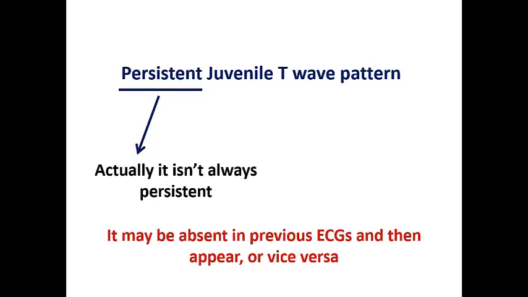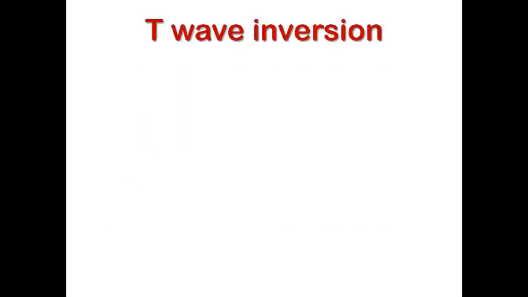So here is the problem: the patient has dynamic T wave inversion, but is completely asymptomatic through his history. So one of the possibilities, which is a diagnosis of exclusion, is persistent juvenile T wave pattern.